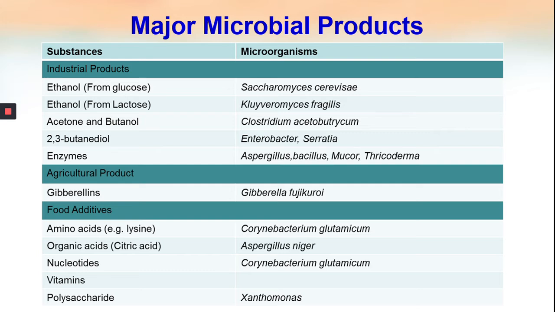Enzymes such as from Aspergillus, Bacillus, Mucor, Trichoderma, amino acids such as from Corynebacterium glutamicum, vitamins, polysaccharide from Xanthomonas, organic acids such as citric acid from Aspergillus niger. So these are some examples of the microbial compounds that are commonly produced and commonly applied in different kinds of processing or industry, such as food industry, agricultural, pharmaceutical, and so on.